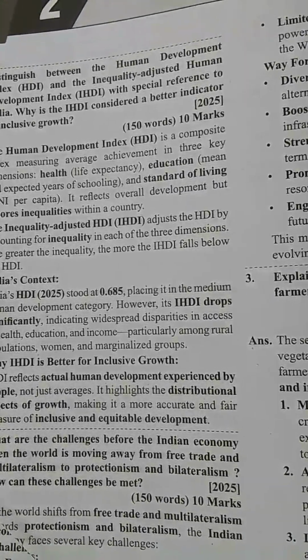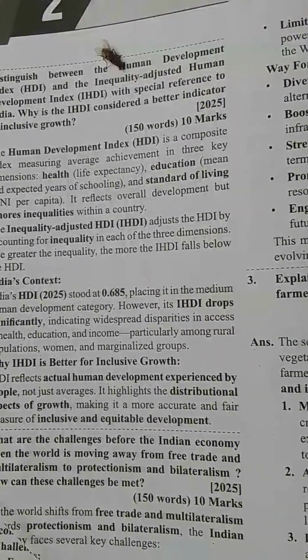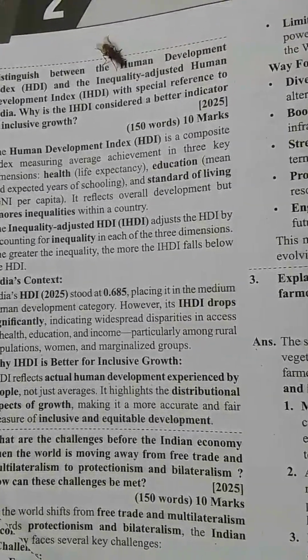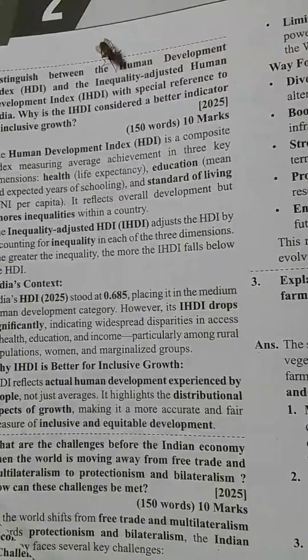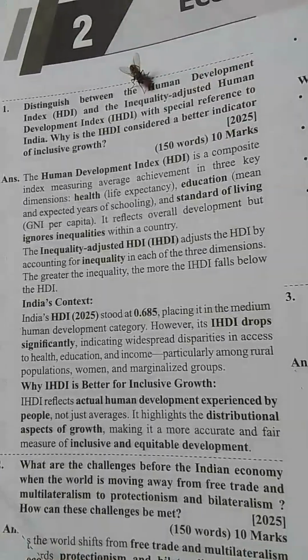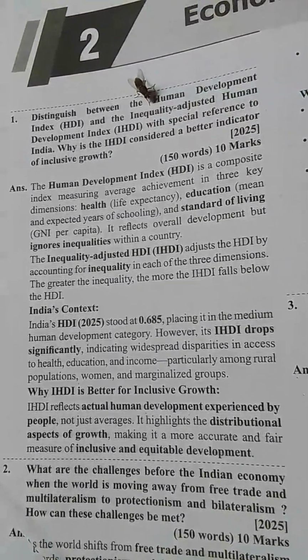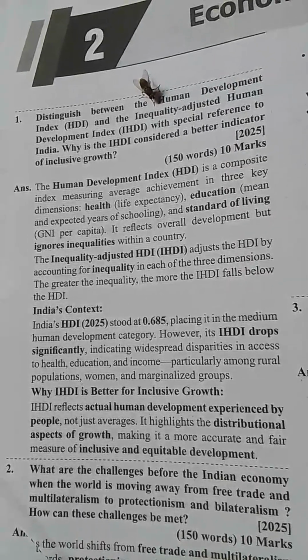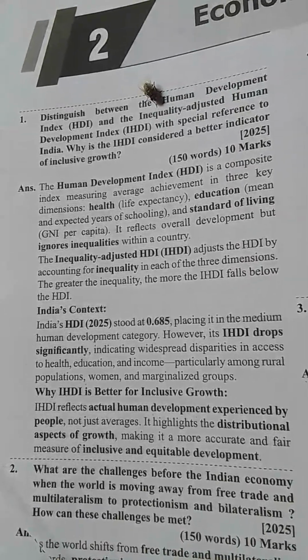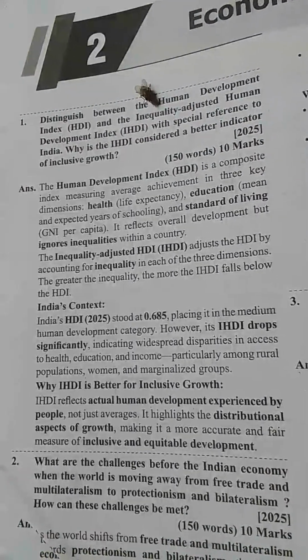Mean and expected years of schooling, and standard of living. It reflects overall development but ignores inequalities within a country. The inequality adjusted SDI adjusts the SDI by accounting for inequality. In each of the three dimensions, the greater the inequality, the more the ISDI falls below the SDI.